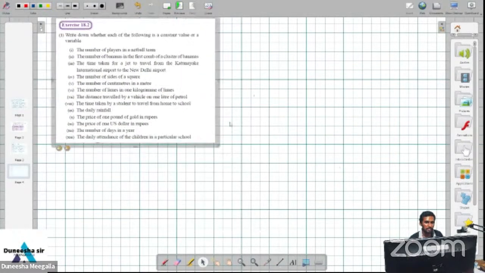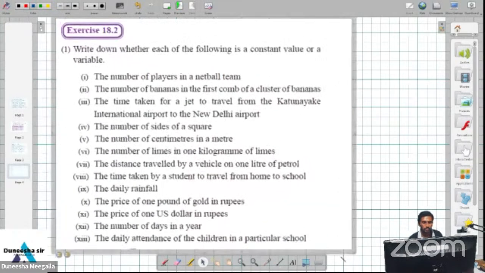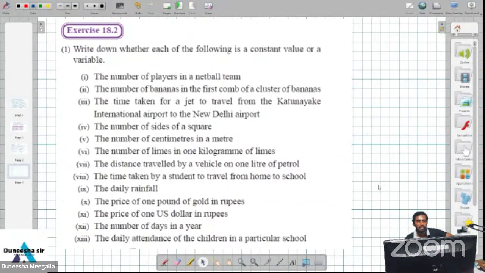Yeah, exercise 18.2. Write down whether each of the following is a constant value or variable. Can you get the number of players in a netball team? Is it a constant or variable? Constant. Yes, it's a constant.